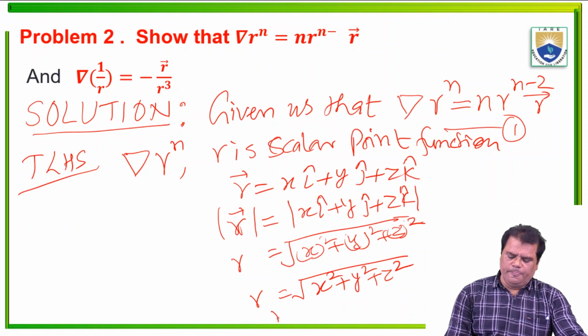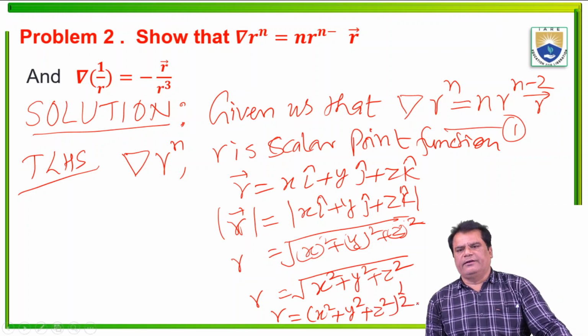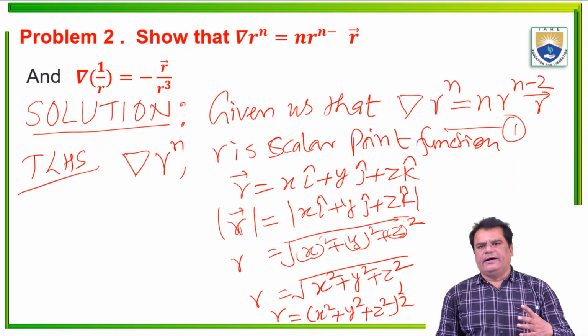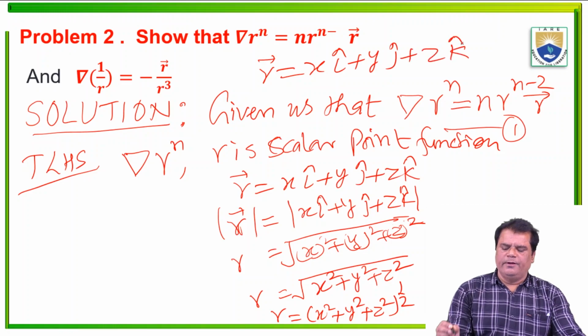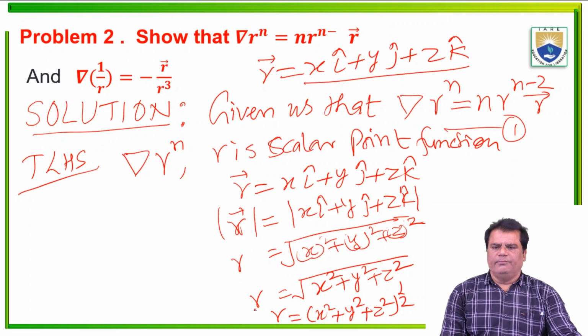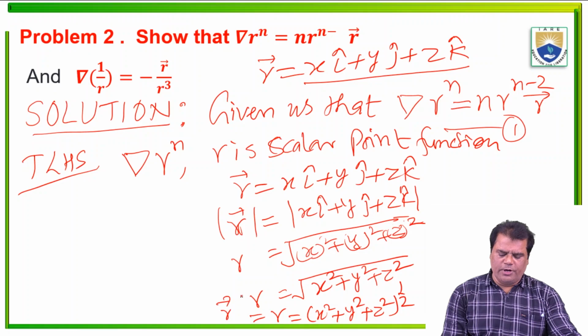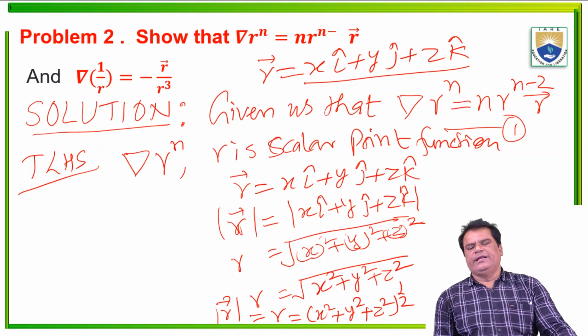r = (x² + y² + z²)^(1/2). This is r, and r is a scalar. After taking the mod of vector r, where vector r is xi + yj + zk, the mod of vector r is r. So this is the scalar point function given in our question.